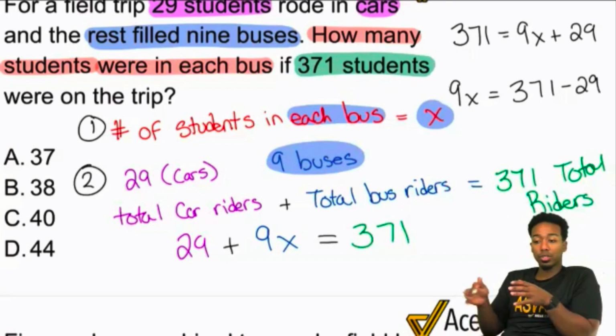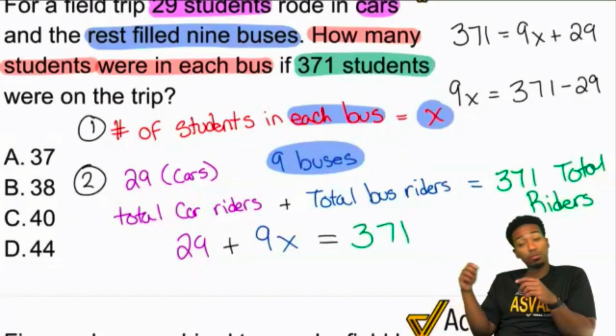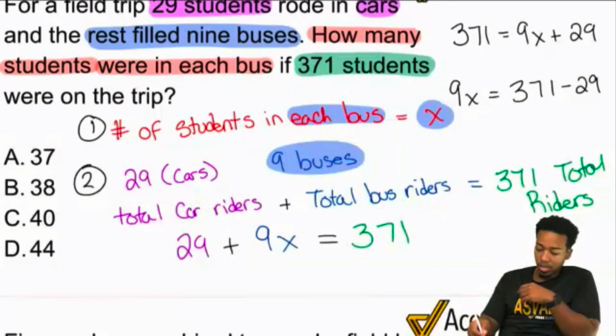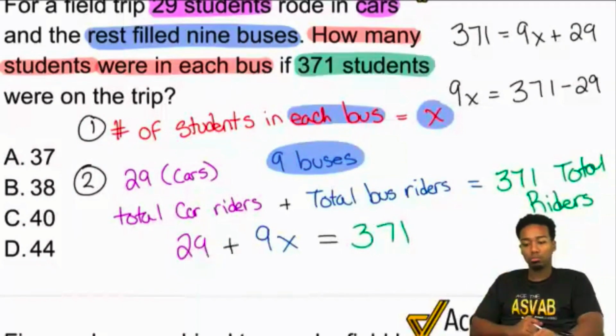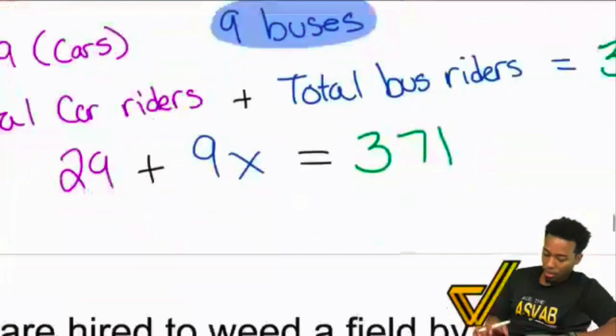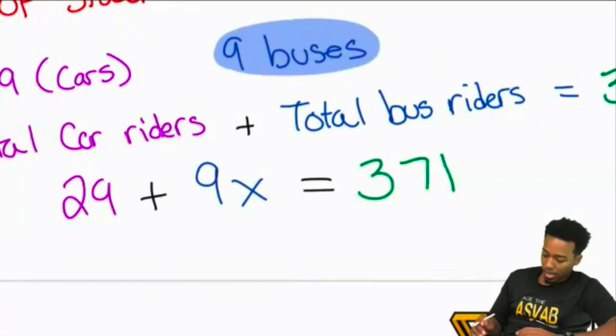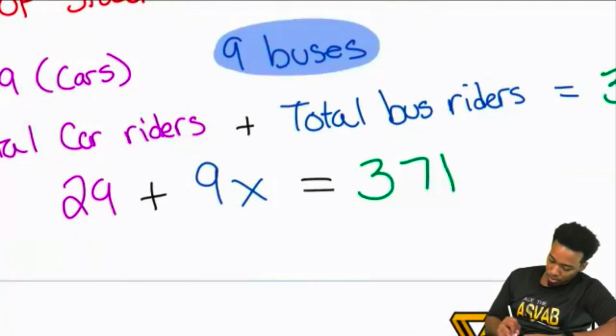And there's your equation. So let's ask ourselves, does this equation make sense? This is what you want to do before you move on. If we have 29 students in the cars plus the 9 buses times all the students in each bus, multiply it together, you get the total, add all this together, and you get 371. Cool. We're good. And so now we're going to solve this. To solve this, I'm going to take it very quickly here. What you would do is subtract 29.